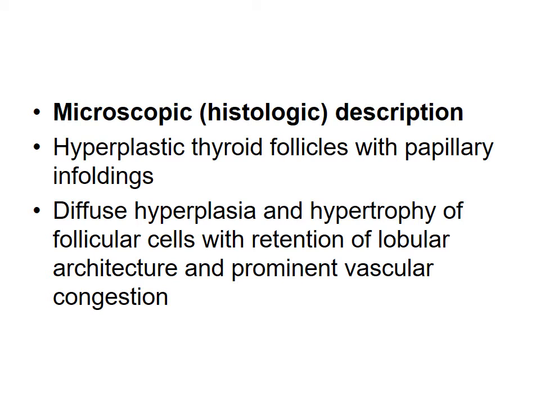Microscopically, there are hyperplastic thyroid follicles with papillary infoldings. There is basically diffuse hyperplasia and hypertrophy of the thyroid follicular cells. Hyperplasia is an increase in number of cells and hypertrophy is an increase in size. These occur with retention of lobular architecture, and there is prominent vascular congestion.